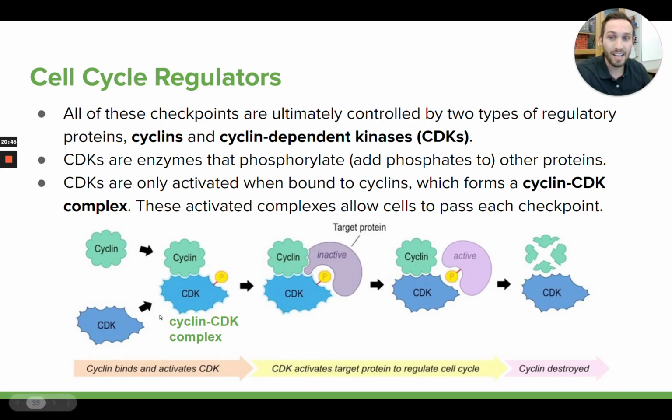And if these CDKs aren't active, then that's not going to happen. You're basically stuck at the G1 checkpoint. You're not moving past G1 until these CDKs go and start phosphorylating these guys.